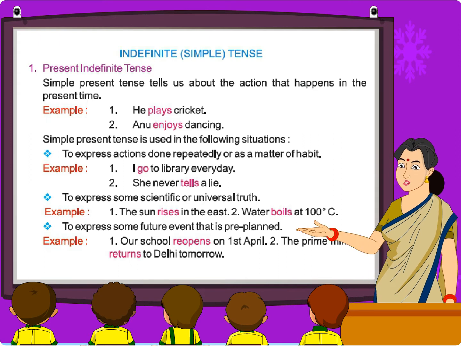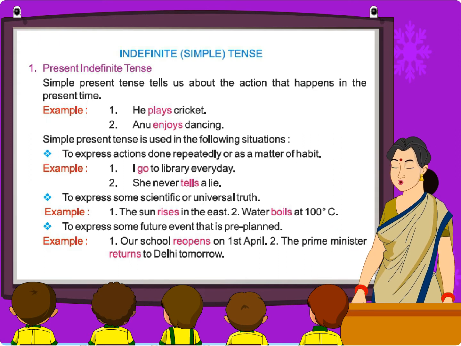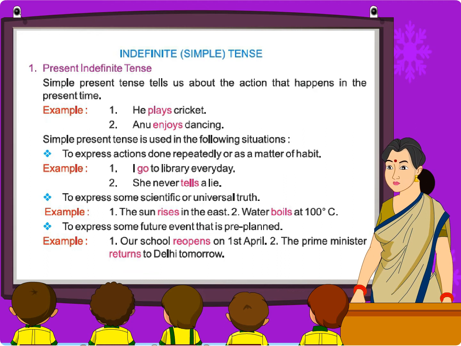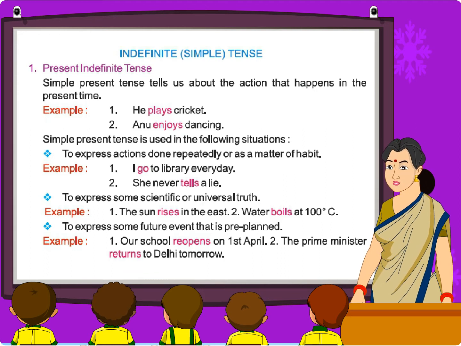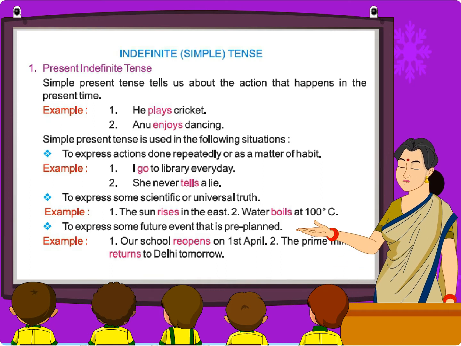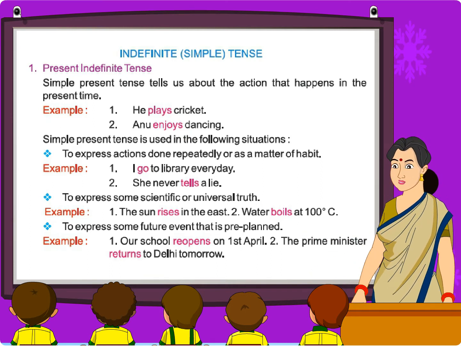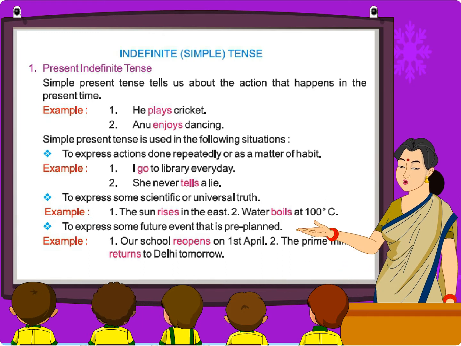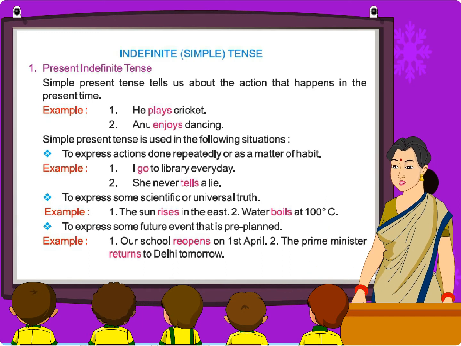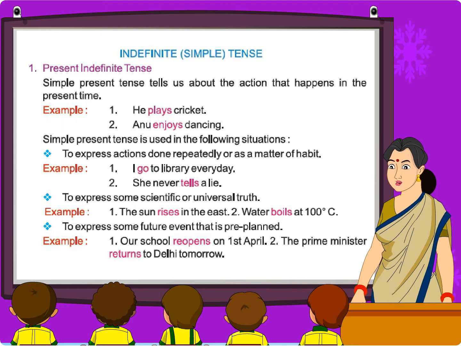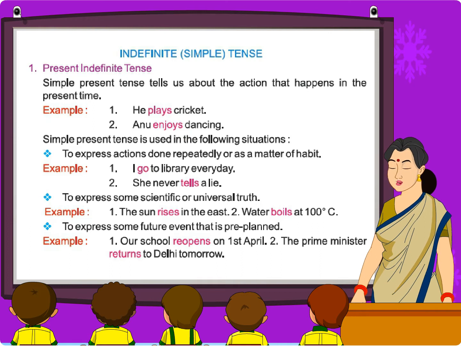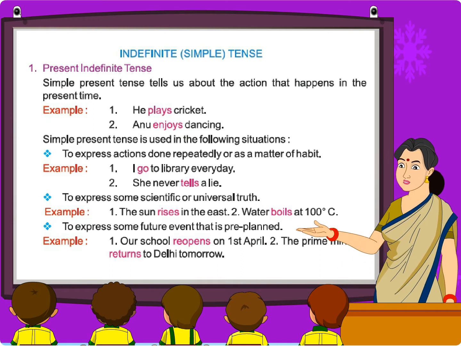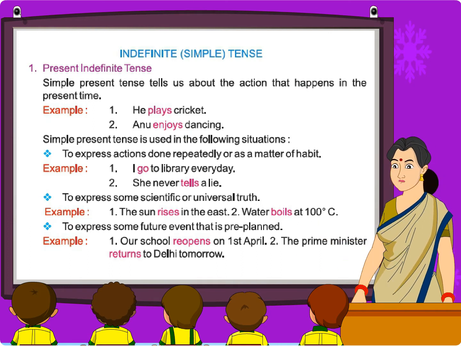Simple present tense is used in the following situations: to express actions done repeatedly or as a matter of habit. Example, I go to library every day. She never tells a lie. To express some scientific or universal truth. Example, the sun rises in the east. Water boils at 100 degrees Celsius.